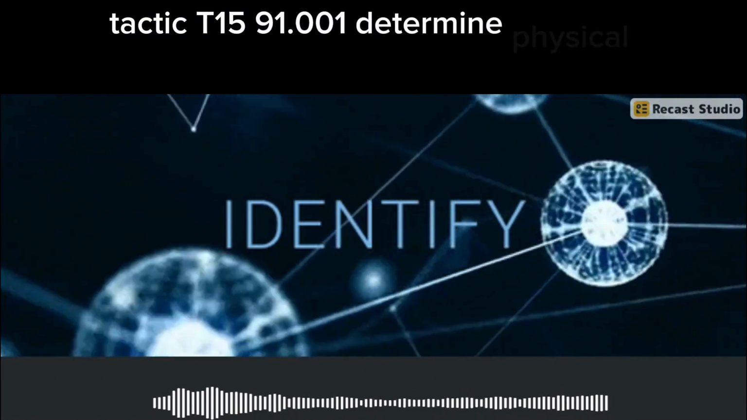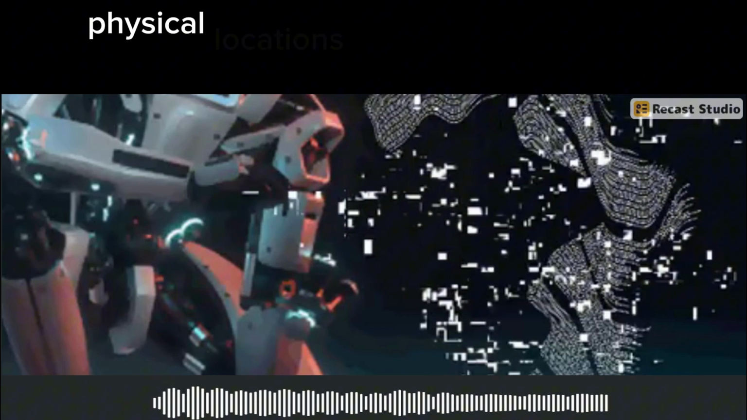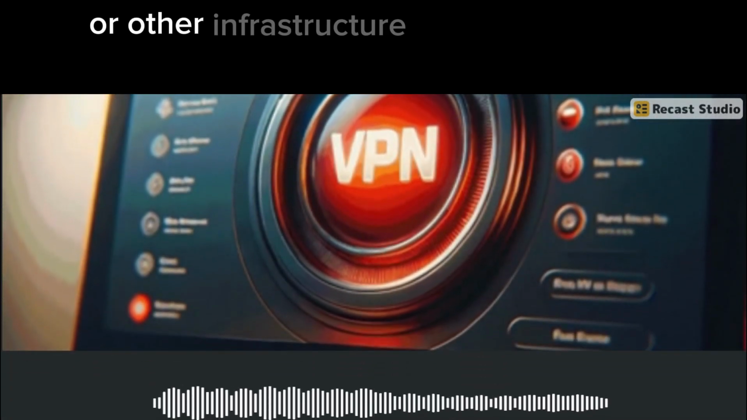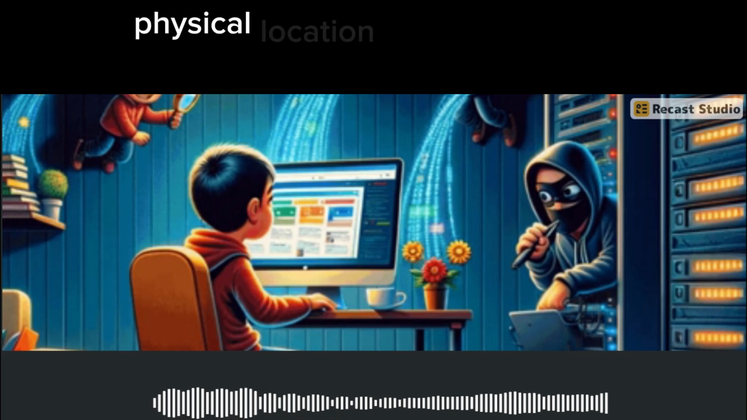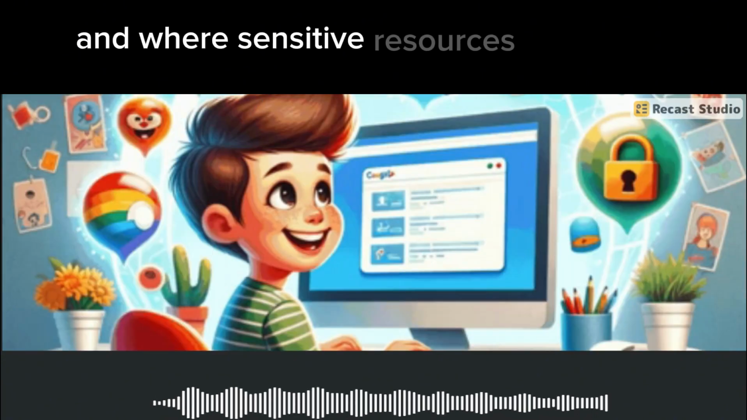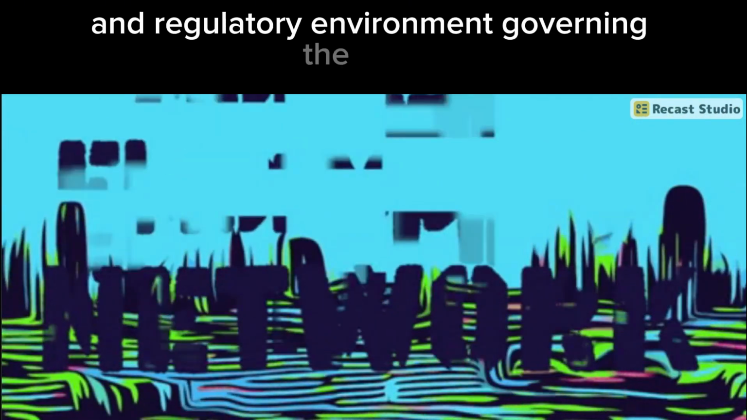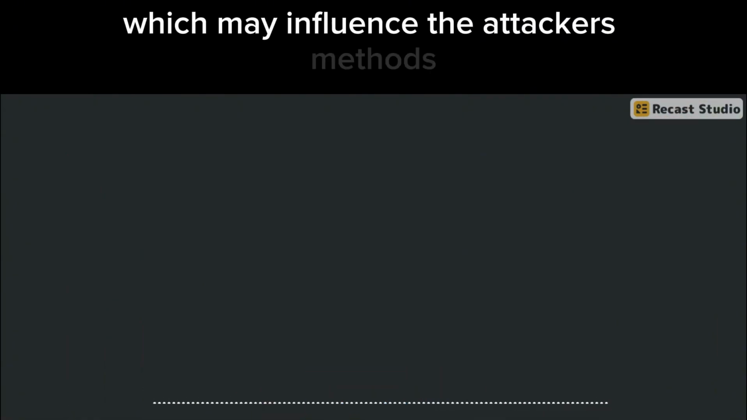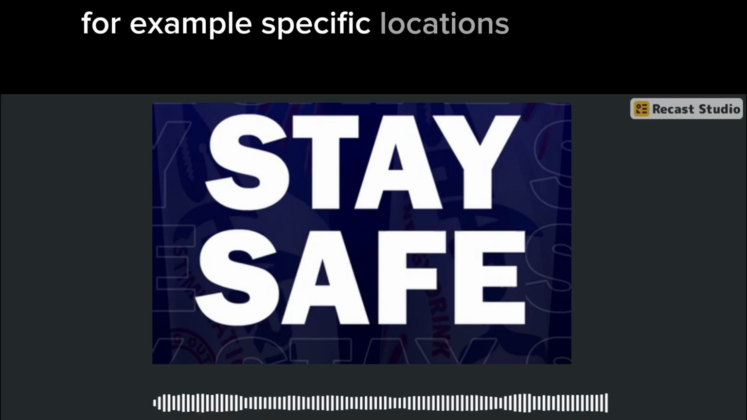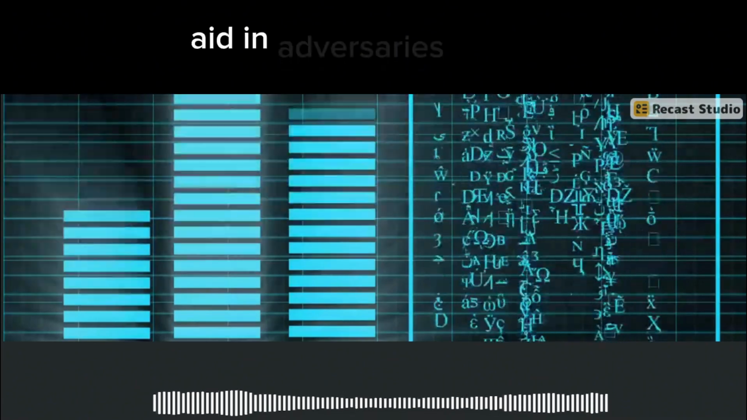T1591.001, Determine Physical Locations. Here, adversaries gather information about the target's physical locations. This includes data on where offices, data centers, or other infrastructure components are located. Physical location data can reveal operational hubs, critical infrastructure, and where sensitive resources are stored. Additionally, knowing the location provides insights into the legal jurisdiction and regulatory environment governing the target, which may influence the attacker's methods. For example, specific locations may have privacy laws or data protection regulations that could either complicate or aid an adversary's actions.